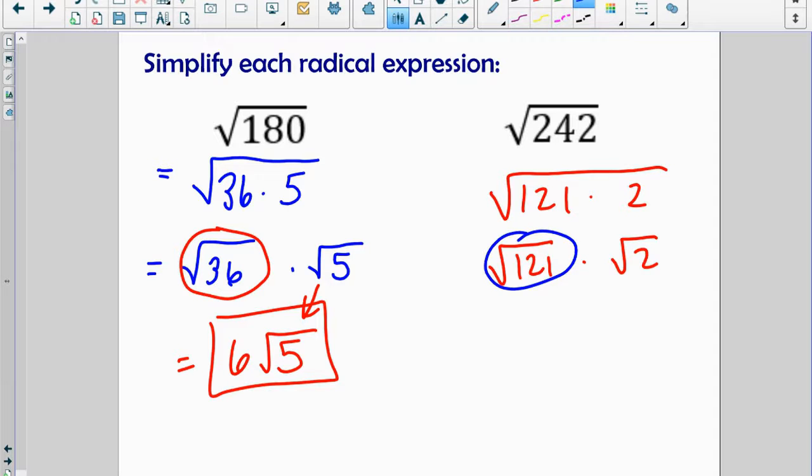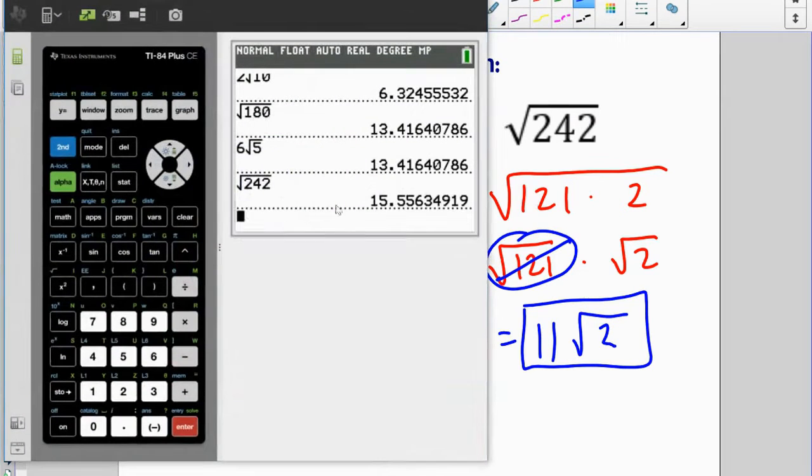And I said 11 times 11 was 121. So the square root of 121 is 11. And I bring down the square root of 2 in its place. All right, so we're saying that the square root of 242, which was 15.556344919, continue, is going to be the same thing as 11 times the square root of 2.